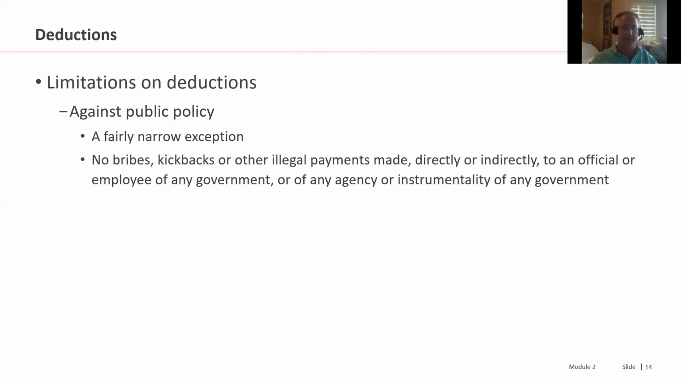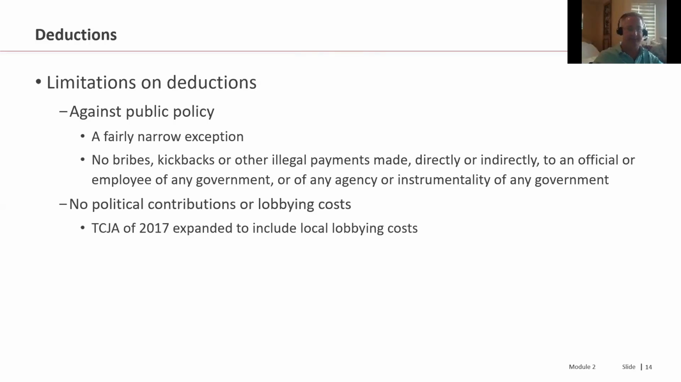The code is fairly broadly written, but the courts have come in and said, oh, wait a second, who decides what's against public policy? That can't be in the hands of the IRS. So as a result, we're going to make this a fairly narrow exception. And that narrow exception is bribes, kickbacks, and other illegal payments made directly or indirectly to agencies, officials, or employees of the government, or an agency of the government. Okay, so those are a very narrow exception.